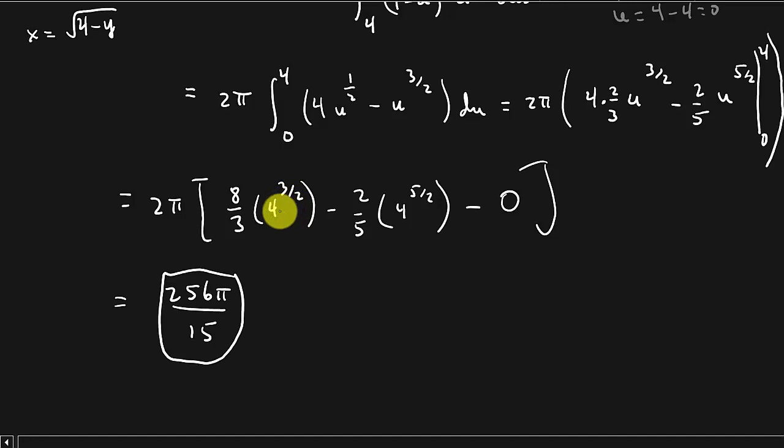That's this right here, 4 to the 3/2 is what? The square root of 4 cubed. So the square root of 4 is 2. 2 cubed is 8. That's 64 over 3. The square root of 4 is 2. 2 to the 5th is 32. That's 64 over 5, if you wanted to do that. Okay?